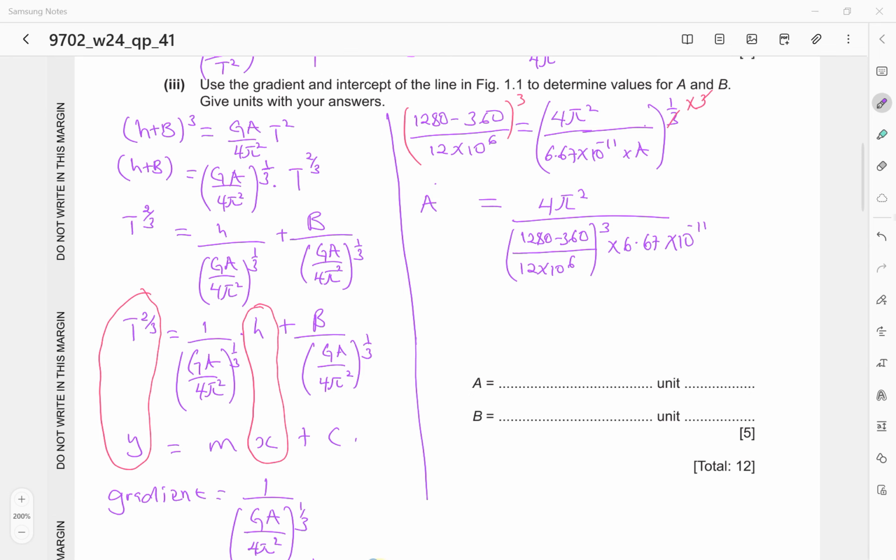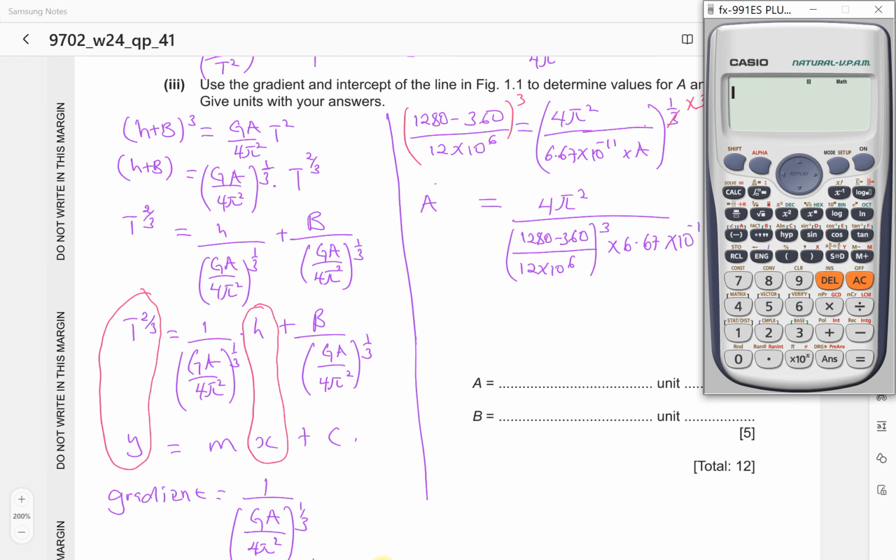So I'll press my calculator now. Starting from the denominator, I'll find 1280 minus 360 divided by 12 exponent 6, then times 6.67 exponent minus 11. Then I will say 4 pi squared divided by the answer. So I'm getting A as 7.7. Did I press this correctly? Let me try to repeat it again.